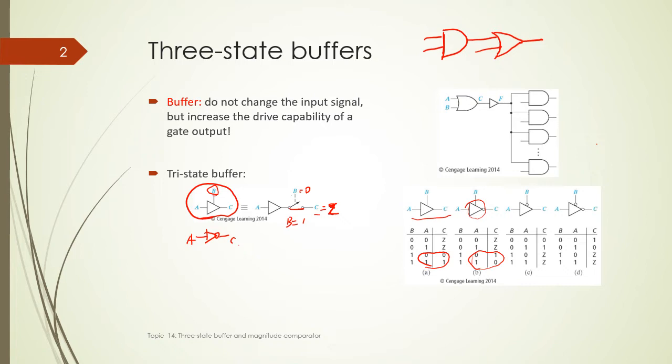Also, we can design a buffer that has the opposite active level for the control input. In this case, when B is 0, the switch is closed, then the output follows the input. But when B is 1, the output is in Z state. The last one, you can think of as the inverter with active low control input B. Right? When B is 0, the output is the opposite or complement of the input. When B is 1, the output is in Z state.